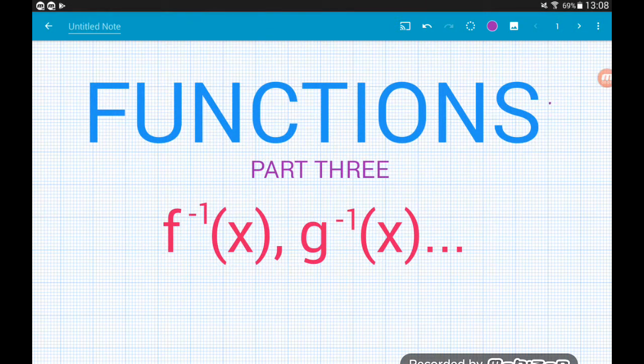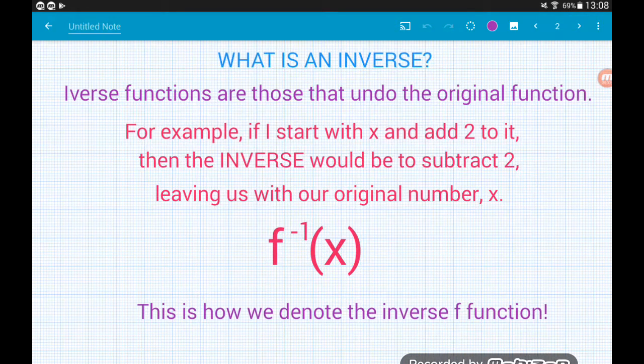In this one we're going to be looking at types like f minus 1 of x, g minus 1 of x. What does that mean? That means we're looking for the inverse functions. So f minus 1 of x is the inverse f function, g minus 1 of x is the inverse g function. So first of all then, what is an inverse function?